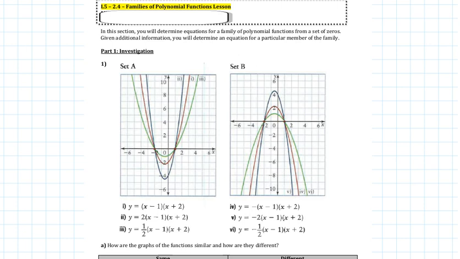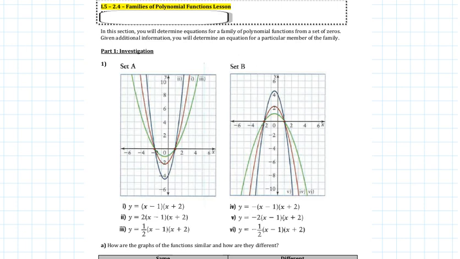All right, moving on to lesson 5, which is the families of polynomial functions lesson. What we are going to look at in this one is how can I find the equation of a graph, or how can I find the equation given the zeros, and what kind of differences would it make if I have a different a value in my function.